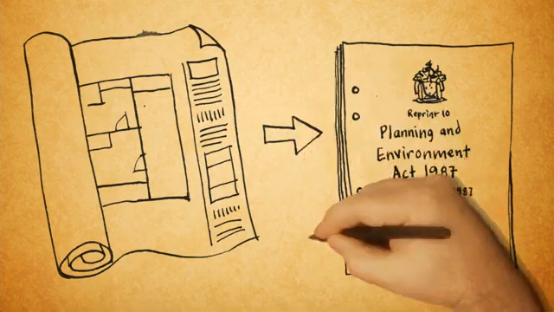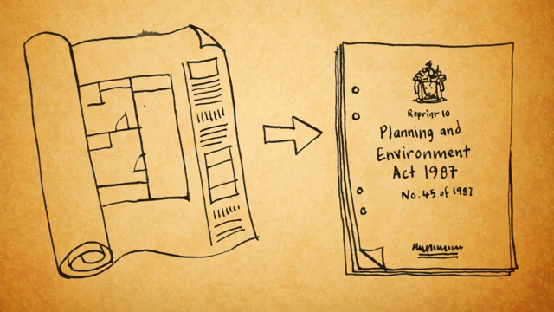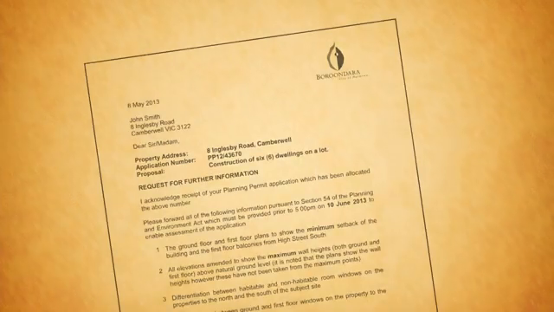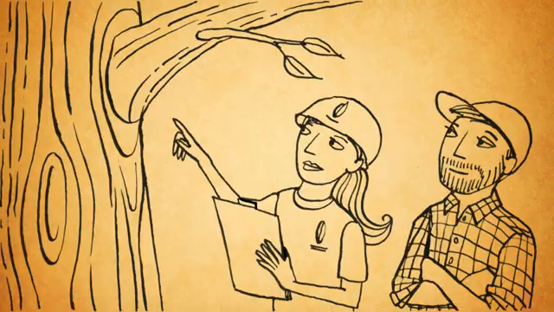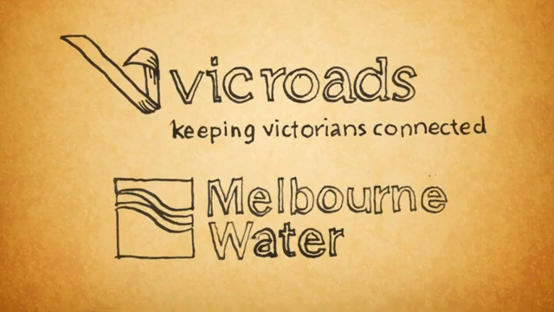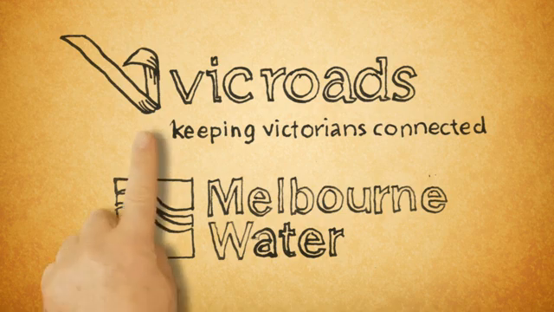The steps Council is required to take are set out in the Planning and Environment Act. Council may ask you for more information if your application is incomplete or unclear. Your application may be referred to certain Council experts like an arborist or urban designer. Council may also refer your application to outside agencies when required.